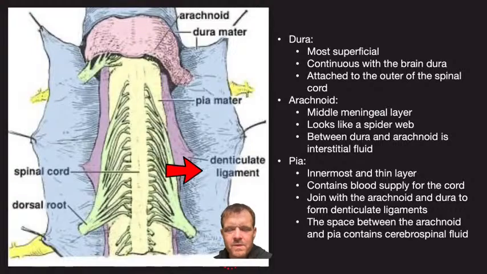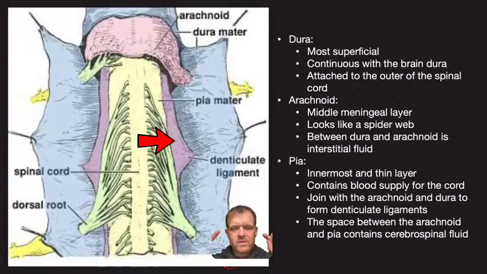So denticulate ligaments, they're called that because they look like teeth. It's like dentist. And what they do is they hook on to the connective tissue so that the spinal cord doesn't move. Yeah, so we've got these projections that come out and hook in. Otherwise, it will move about as we move. So these give us some stability of the cord, so it doesn't move too much. Joins with the arachnoid and dura to form the denticulate ligaments. And then the space between the arachnoid and pia contains cerebrospinal fluid. So that's what we've just seen on that particular video. Okay.